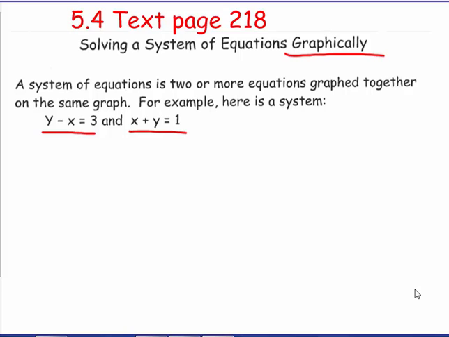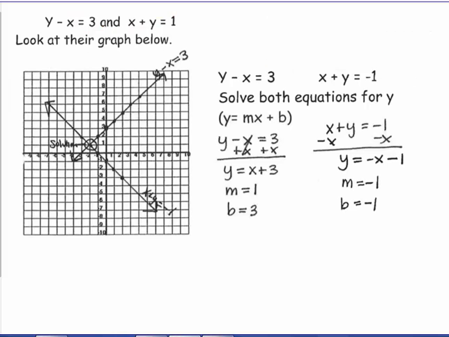So first example here. You can see that this one's already all done for you on the first page of the notes. Look at the graph below. You can see that where those two lines intersect, that's their solution. So how do we get those two lines to intersect? First thing you have to do is to solve them for y equals. You have to put them into the function form, or what's called y equals mx plus b form, the slope-intercept form. So you can see that the first equation is y equals x plus 3.